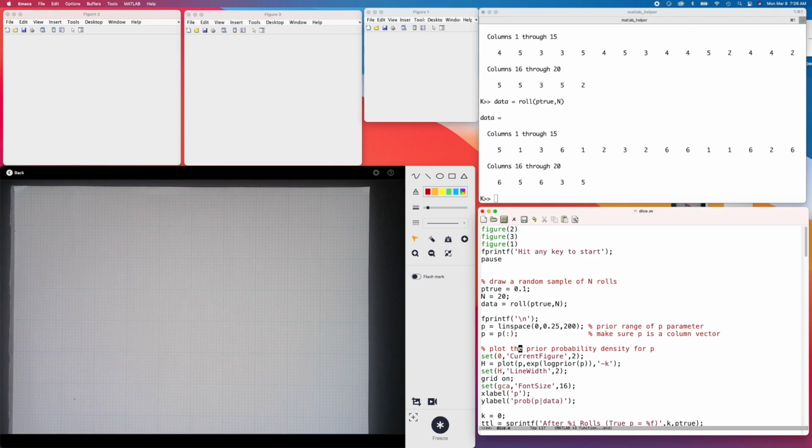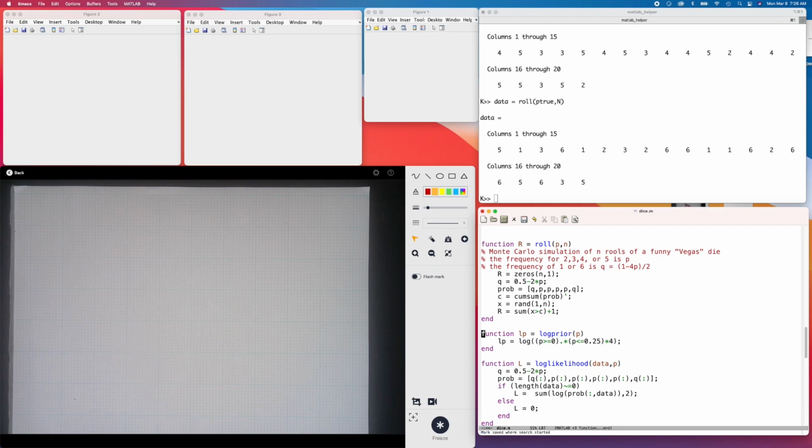And then the first thing I do is plot the prior. So here is the plot in figure 2. The x-axis is p and the y-axis is the prior. And you notice I do the exponential of the logarithm of the prior, because my function that evaluates the prior evaluates not the prior itself, but its logarithm. All right, so this is where the code is for the log prior.